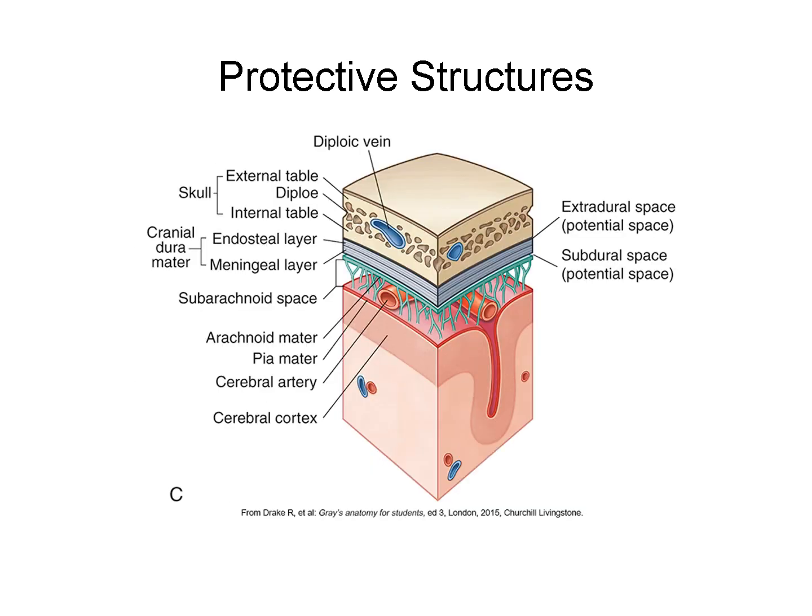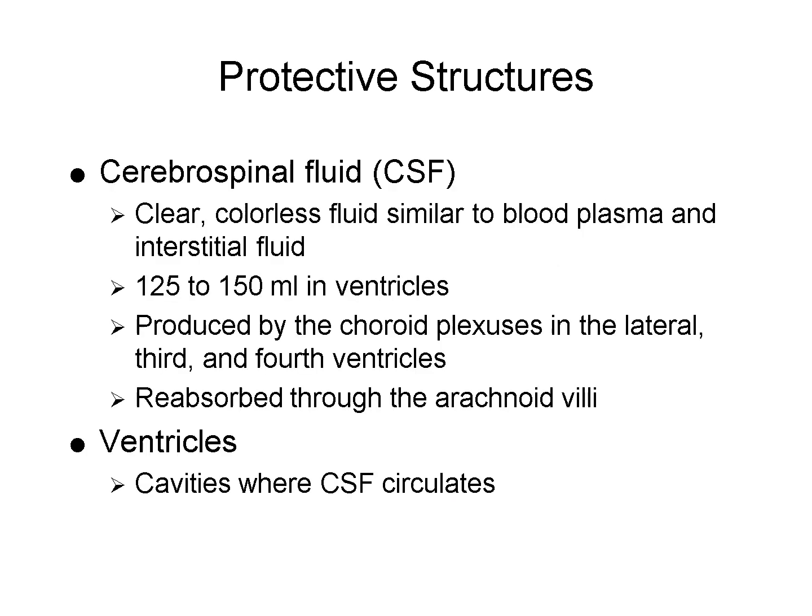The image likely shows the layers of the meninges and the spaces between them. These structures serve to cushion the CNS, maintain a stable environment, and help circulate cerebrospinal fluid. Meningeal inflammation, as seen in meningitis, can severely disrupt this system.